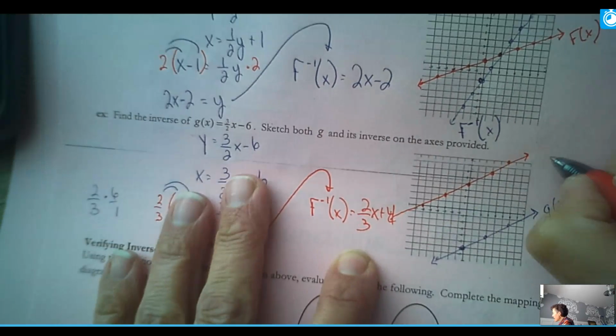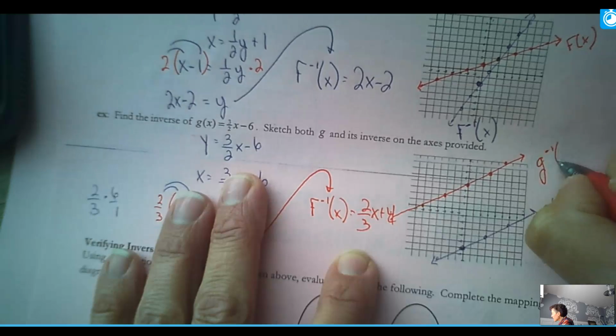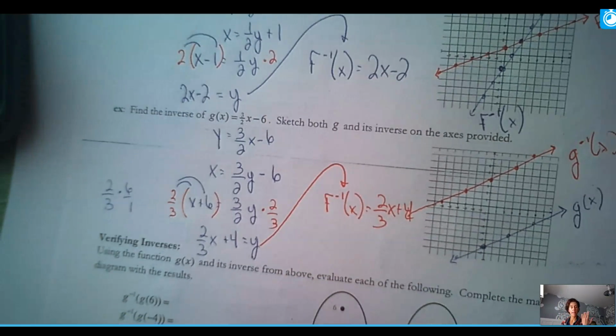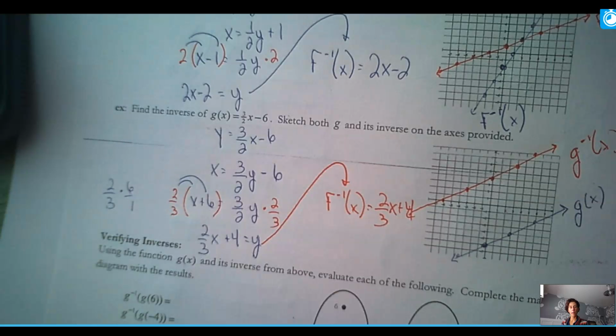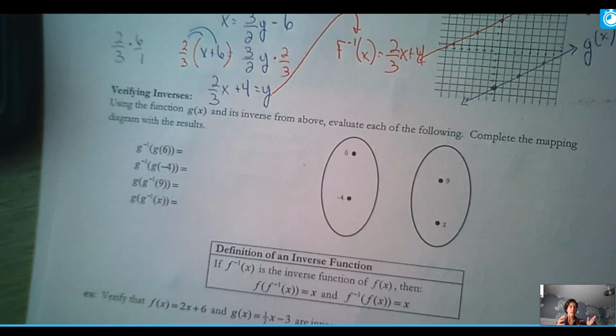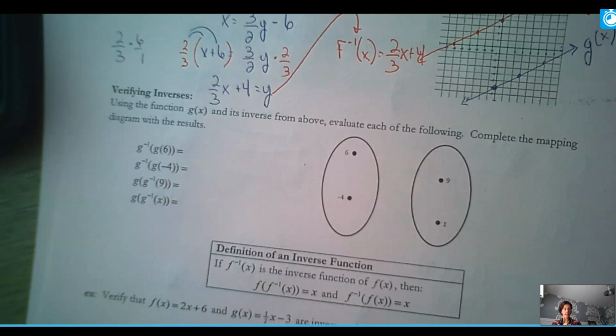Okay, and then this gets the name of an inverse function. So I put that g with the -1 of x with it. All right, next. So what if you're given a function and what is supposed to be its inverse function? How do you verify that it's an inverse?